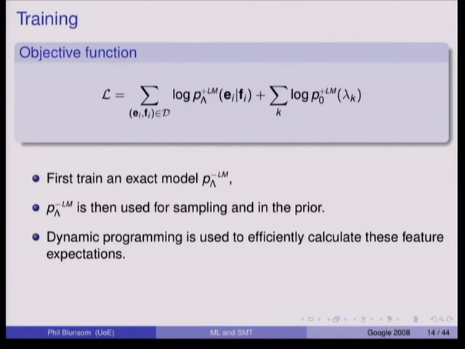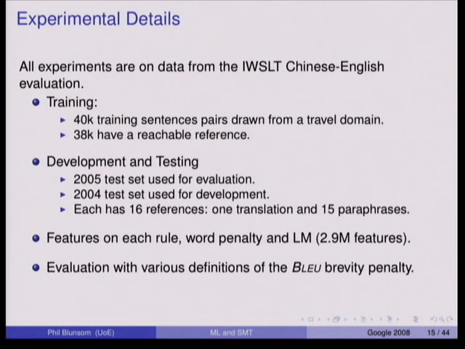So the procedure we go through is to first train this model without the language model, and use that to drive either the beam search or the sampler. We create these pack chart representations, and then we train the model with the language model features using these pack chart representations and standard dynamic programming algorithms, i.e. the inside-outside algorithm. Okay, so that's the description of the model.